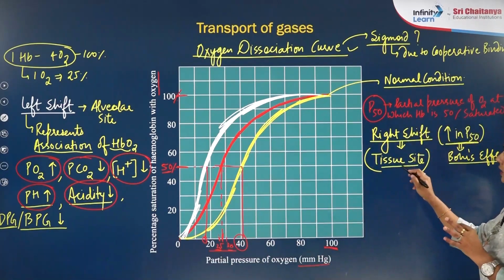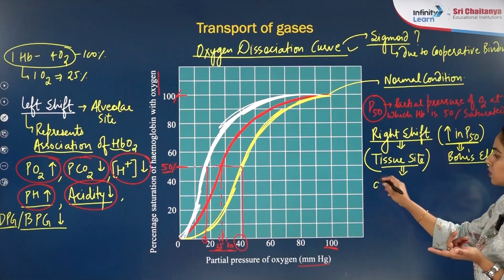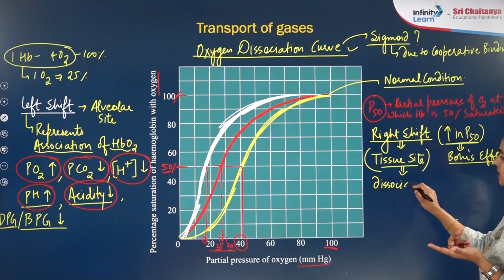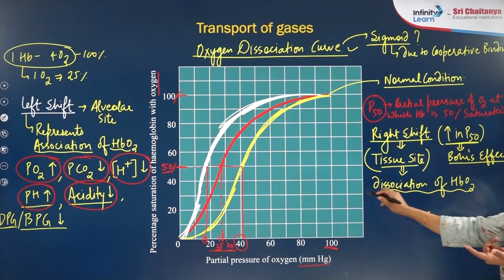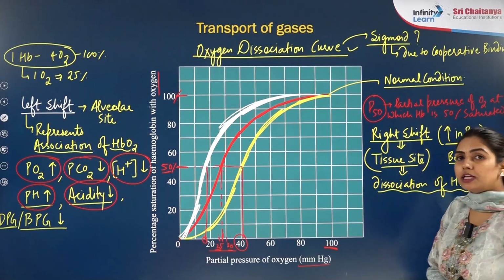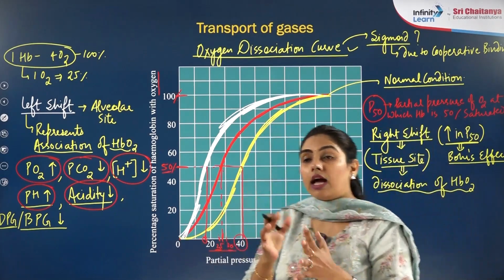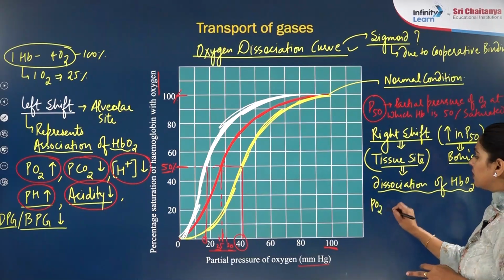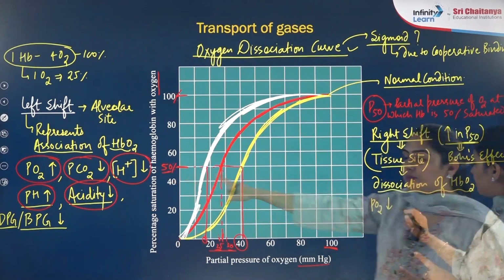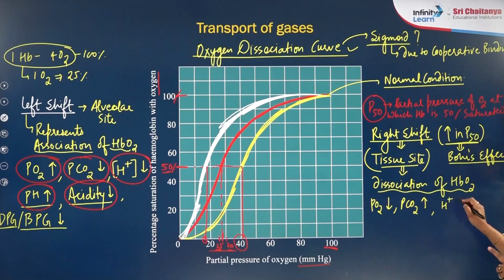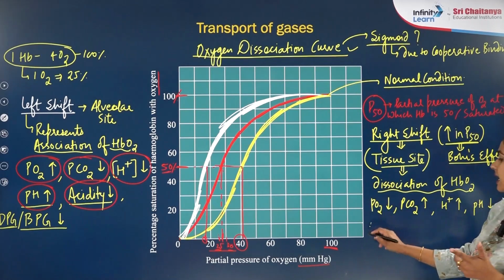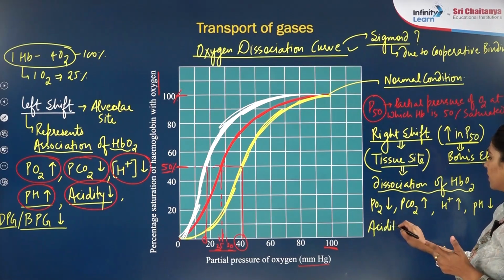At the right shift, at the tissue site, you know what will happen? Dissociation will happen. So it represents dissociation of HbO2, dissociation of oxyhemoglobin, and formation of HbCO2, that will occur when partial pressure of oxygen will be less. Exactly opposite. Partial pressure of carbon dioxide will be more. If CO2 is more, then H plus ion concentration is also more. When H plus is more, that means pH is less. When pH is less, that means acidity is more.